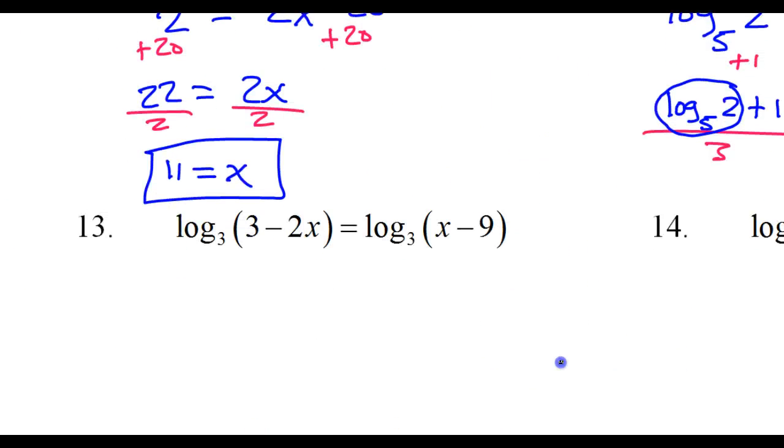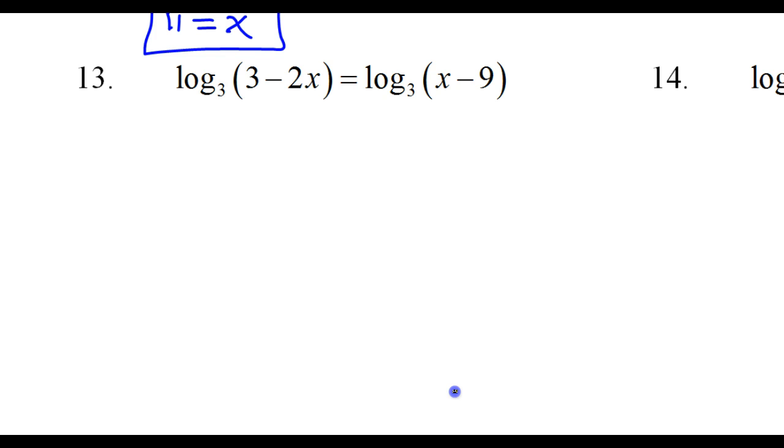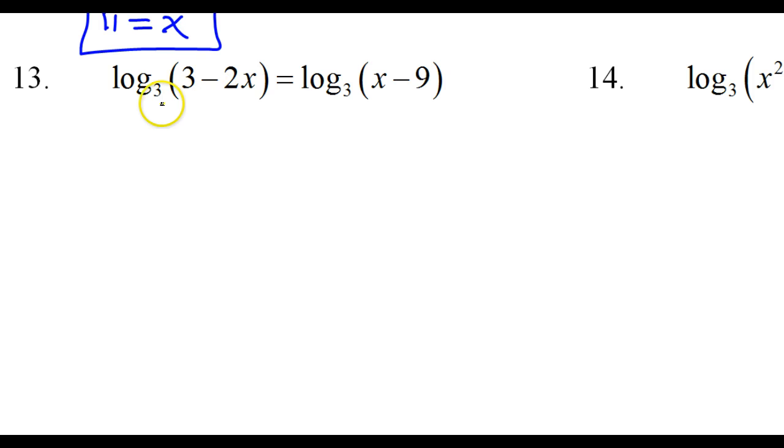All right, moving on. Number 13. Oh, well, this is relatively easy. We've got the same log on both sides. So logic dictates that the argument here must be the same. So the 3 minus 2x must equal the x minus 9. Now, before I go any further, remember, you cannot take the log of a negative number. So when we have a log equation, whatever we get for the answer, we need to plug it back in and make sure we're not getting any negative numbers in here.